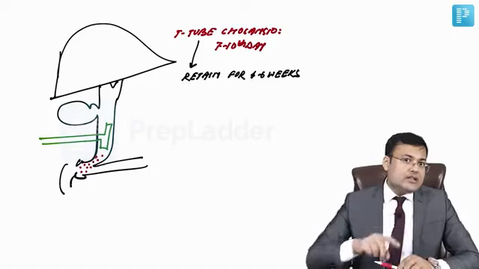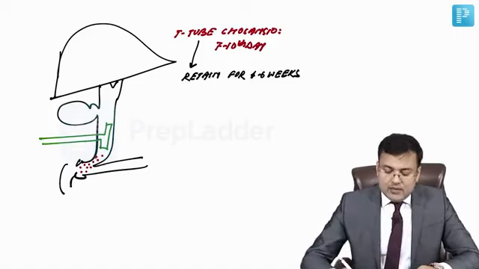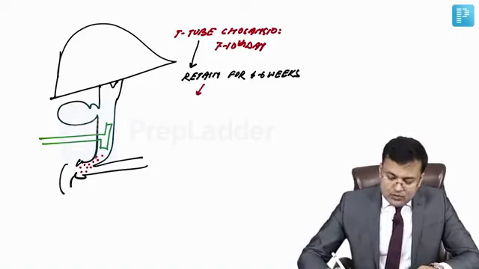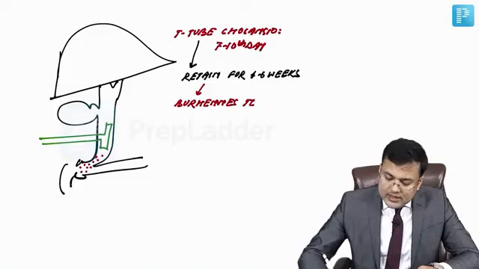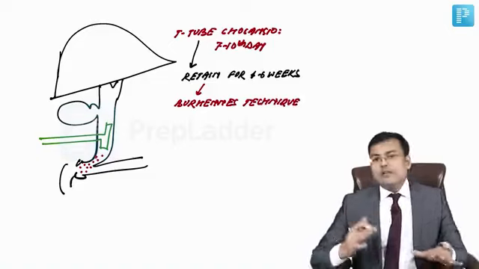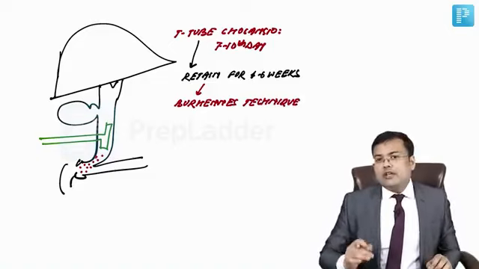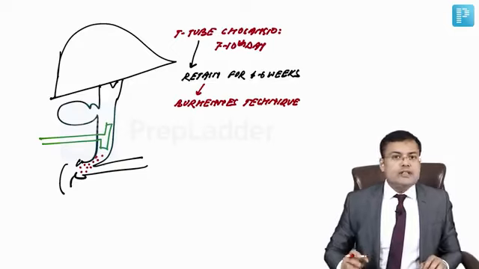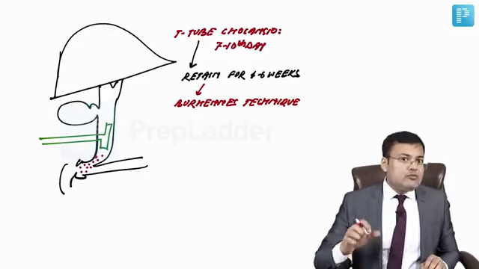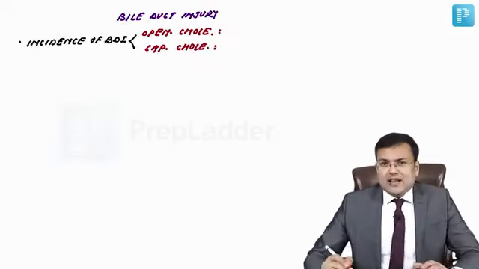Percutaneous extraction of stone is done by which technique? Burhen's technique. So percutaneous extraction of stones is done by Burhen's technique. Clear? So you have to remember on which day T-tube cholangiogram, 7th to 10th day. For how long we have to retain the T-tube? 4 to 6 weeks. By which technique we are going to remove the stone? Burhen's technique.